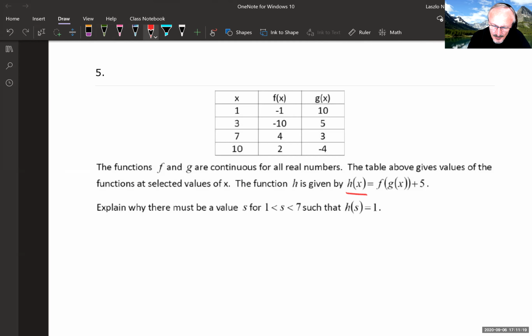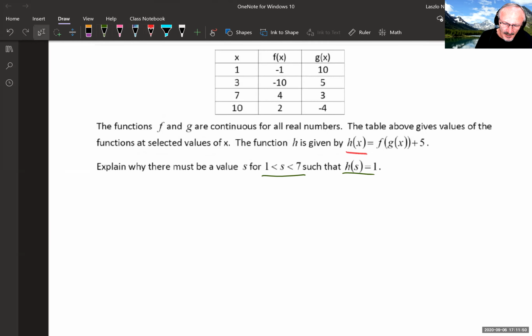Explain why there must be a value s in the interval 1 through 7 such that h of s equals 1. Well, first and foremost, we're talking about h, and this is the interval. So we must establish the fact that since f and g are continuous, their composition, and of course the addition of 5, will result in a continuous function h.